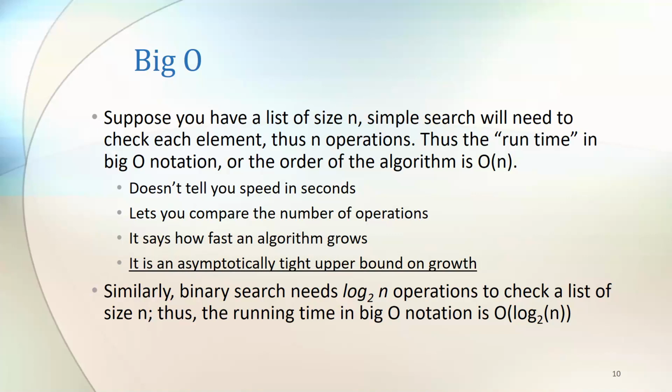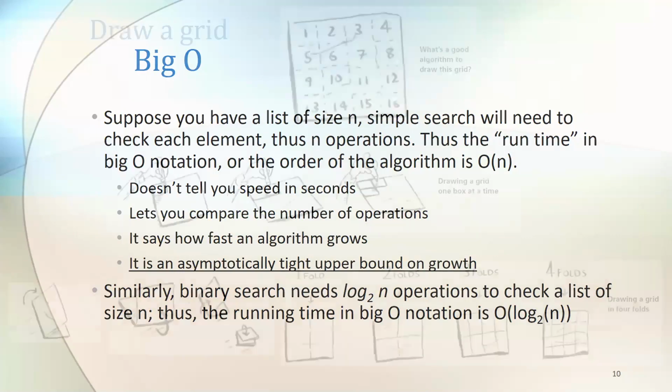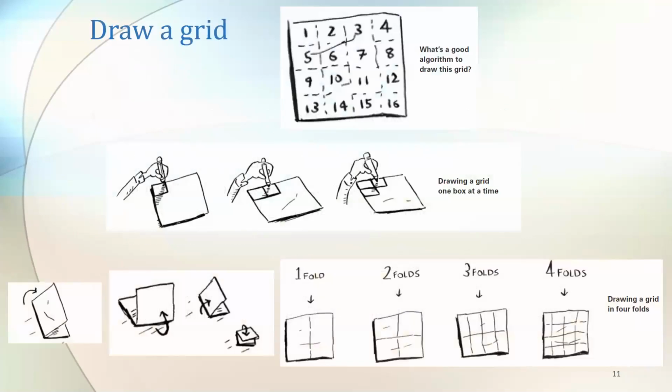Not the runtime. Anyways, similarly, binary search needs log n operations. So therefore, in big O, it will be O of log n, right? And again, because we talk about computers, more often when we say log, we mean log base 2, right? Unless somebody says otherwise, we're talking log base 2. So they leave off the 2, they talk log base 2, right? Not base 10.